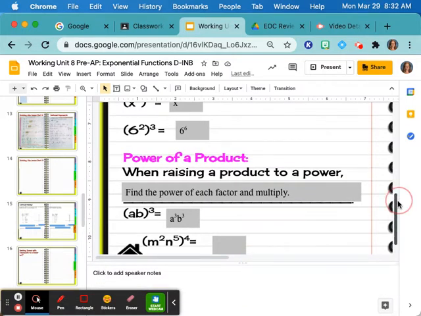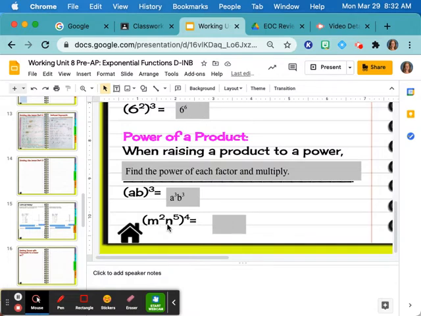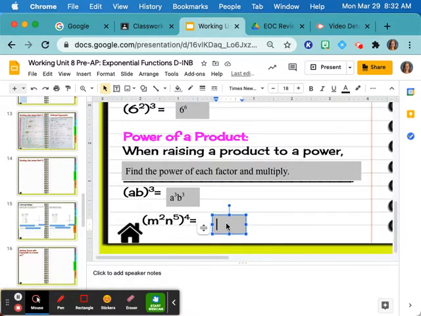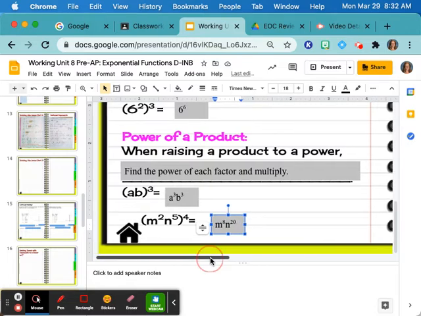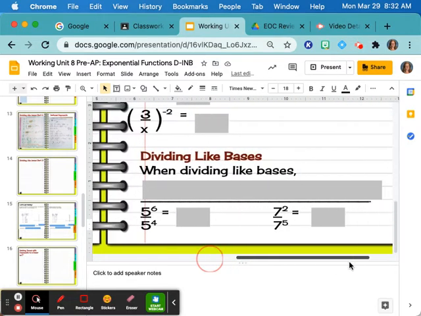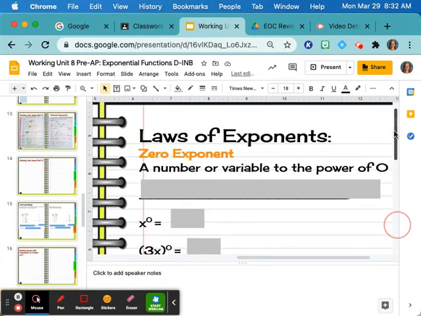All right, the next one, we have m squared n to the fifth to the fourth power. So what will that be? M to the eighth, because remember we're multiplying the 2 times the 4. And then what is n? N to the 20th. Yep. Let's look at the next slide.